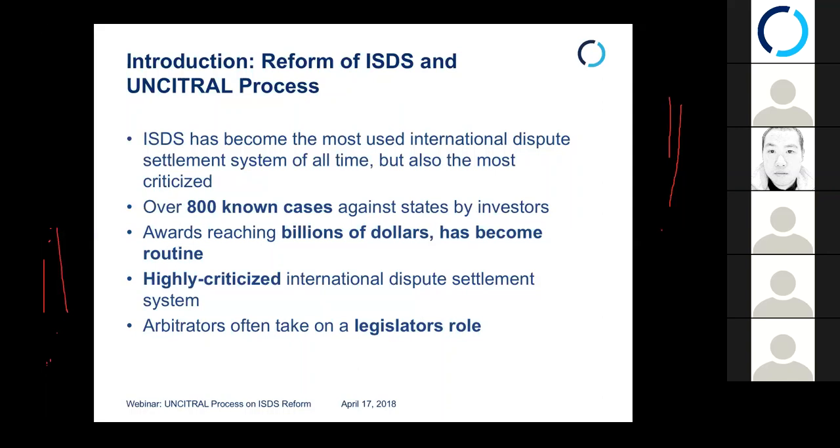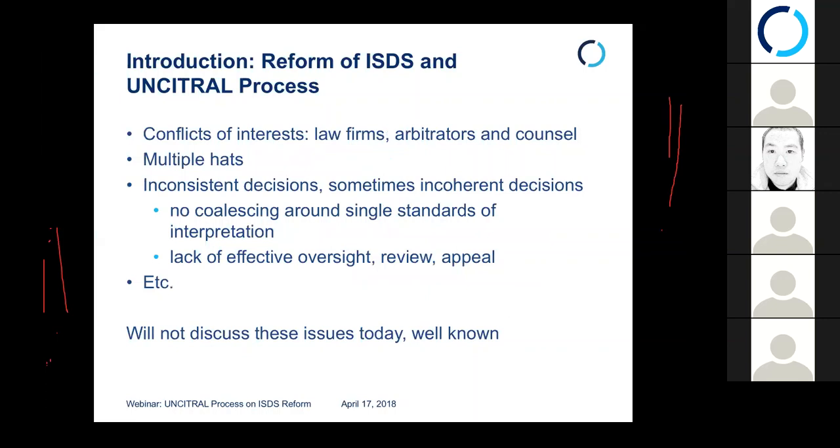The overall structure of the system is increasingly criticized. Arbitrators we see all too often taking on the role of legislator, not just interpreting or applying a treaty, but often going beyond that to define what, in their view, the treaty should have said, not what it did say. We see conflicts of interest with law firms, arbitrators, and counsel, often wearing multiple hats. We see arbitrators coming from major law firms whose primary regular business base is international large investors.